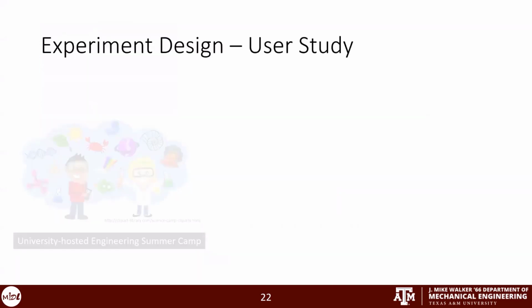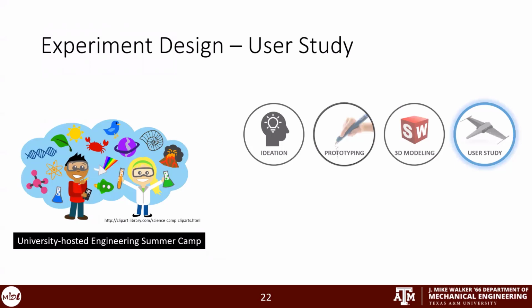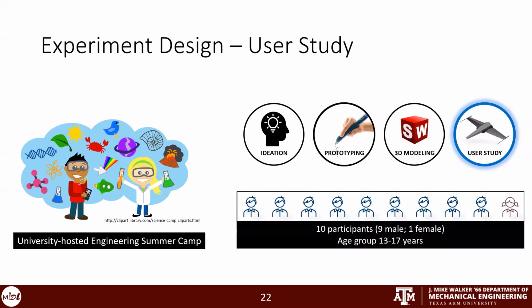We conducted our user study during a university-hosted summer camp, where middle and high school students interested in STEM courses took part. Our lab conducted a 2-day workshop during the summer camp, where we gave the students a brief introduction of the design process that involved activities related to design ideation, prototyping, 3D modeling, followed by a user study, for which 10 students between the ages of 13 and 17 years had volunteered.